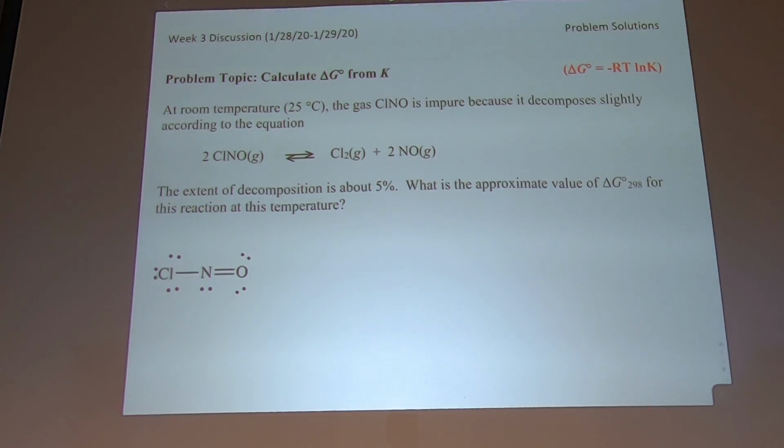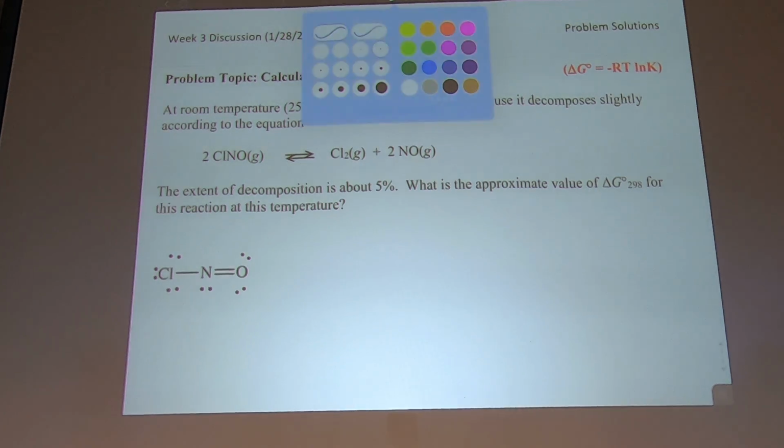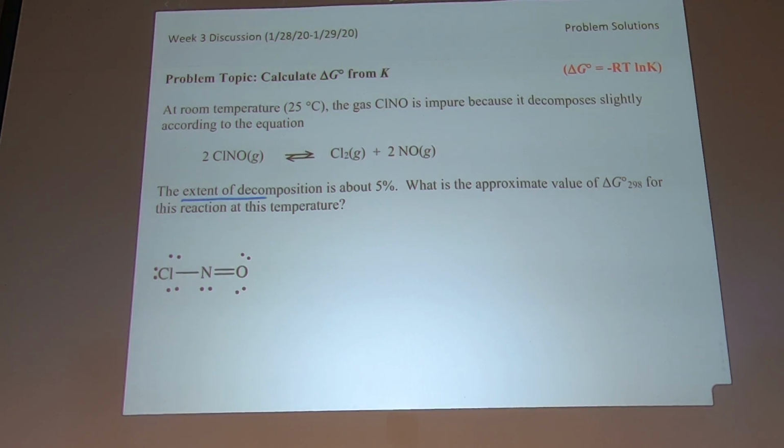Okay, so this is the second problem on the relationship between delta G naught and K. I think the focus of this problem is how to understand the statement. The reaction is given, and to me, this is the most important part of the knowledge that this problem wants you to know.